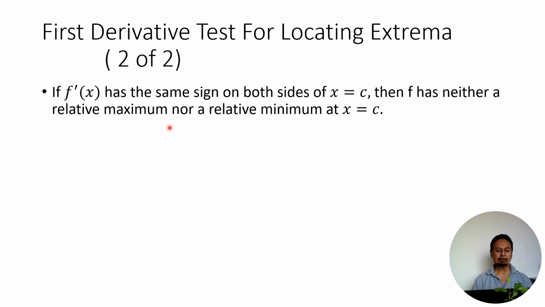If f prime x has the same sign on both sides of x equals c, then f has neither a relative maximum nor a relative minimum at x equals c.